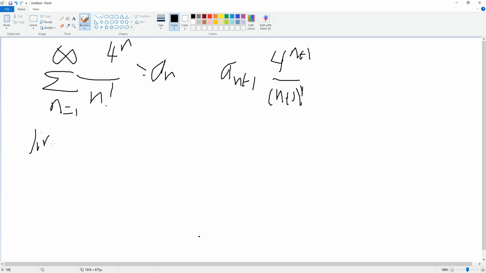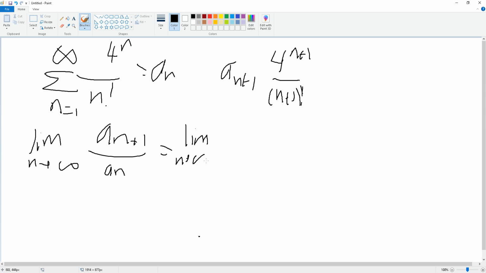So we just take the limit as n approaches infinity of a sub n plus 1 over a sub n, and that equals the limit as n approaches infinity. So a sub n plus 1 is 4^(n+1) over (n plus 1) factorial, and we're dividing it by a sub n, but if you multiply by the reciprocal, it's the same as dividing. So the reciprocal of this is n factorial over 4^n.